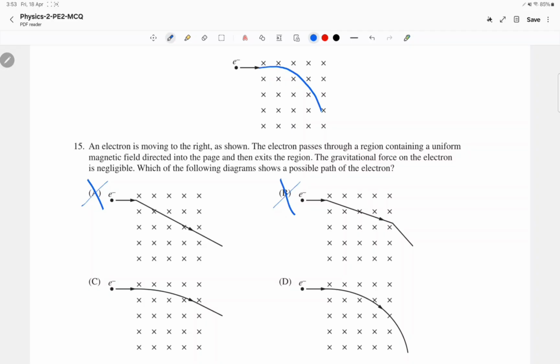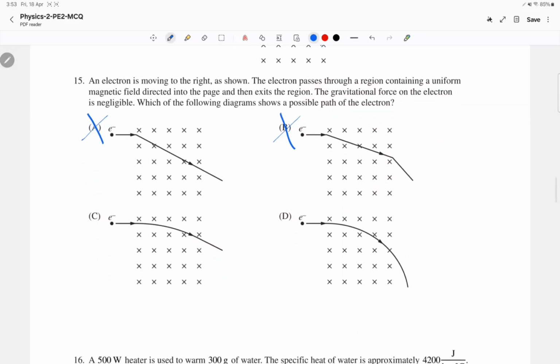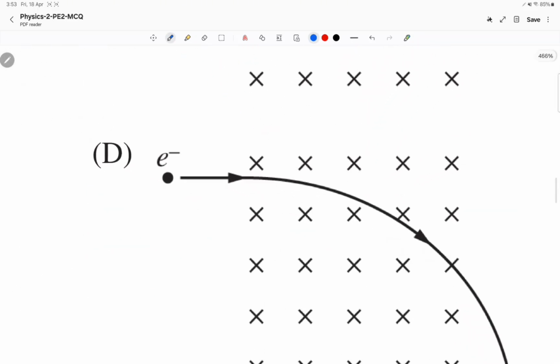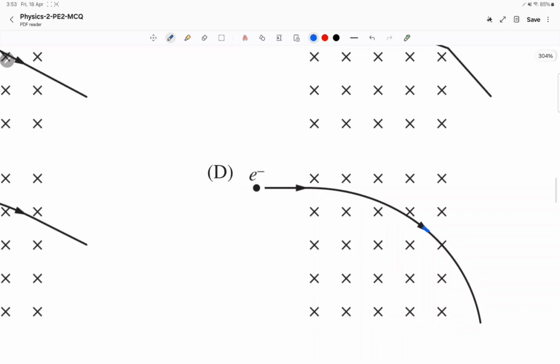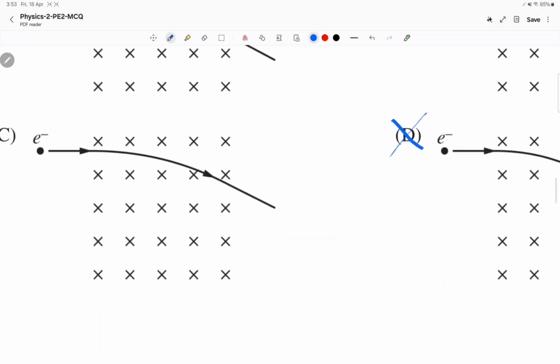You only undergo the circular motion when you're inside the field. Once you have left the field, you just have to go straight. So for example, here, you are leaving the field at this point. That means you just have to continue forward. It shouldn't curve anymore because there's no more influence of the field. So it's not D. It is choice C.